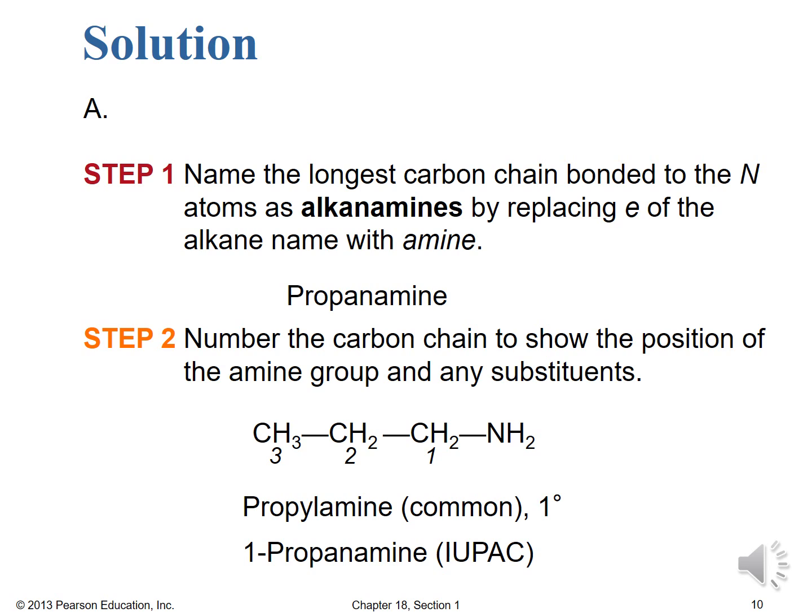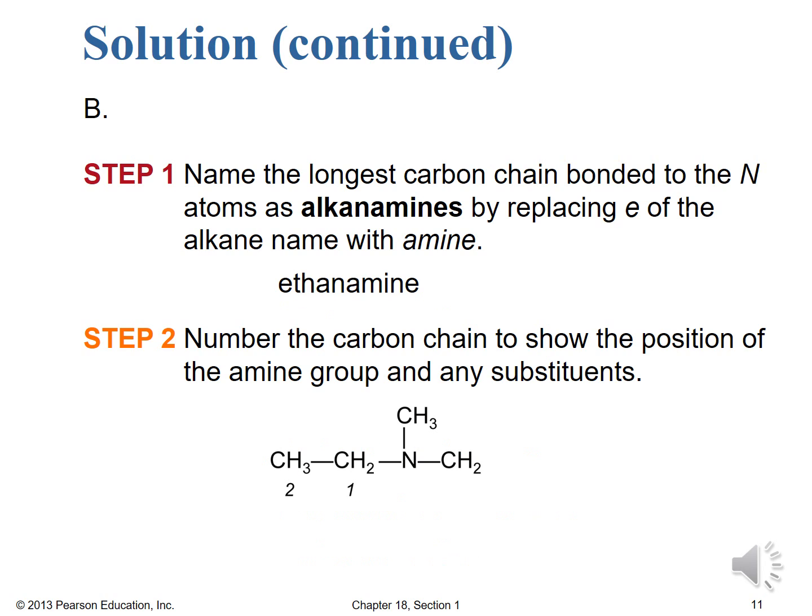That nitrogen is bonded to only 1 carbon atom. The other 2 bonds are to hydrogens. So there we have it, whether we call it propylamine by the common name or a 1-propanamine by the IUPAC nomenclature scheme, it is definitely a primary amine. If we look at B here, now B was a little more complex.